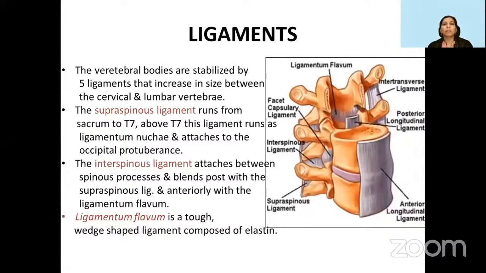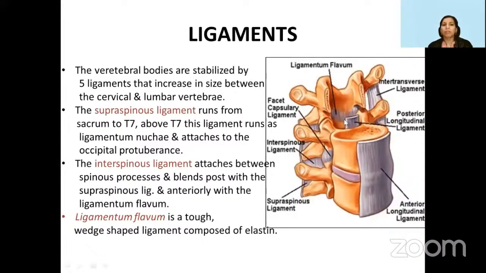The vertebral bodies are stabilized by 5 ligaments that increase in size between the cervical and the lumbar vertebrae. The supraspinous ligament runs from the sacrum to T7, and above T7 it runs as ligamentum nuchae and attaches to the occipital protuberance. The interspinous ligament attaches between the spinous processes and blends posteriorly with the supraspinous ligament and anteriorly with the ligamentum flavum.